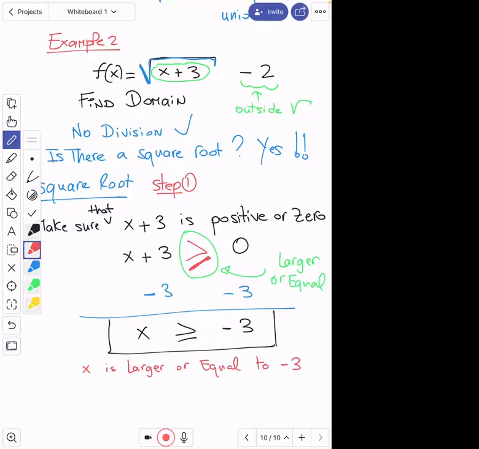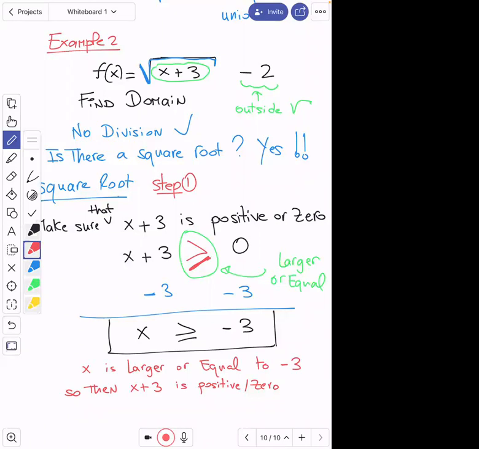So if my x is larger or equal to negative 3, then x plus 3 is going to be positive or 0. Okay, so that's the first step.